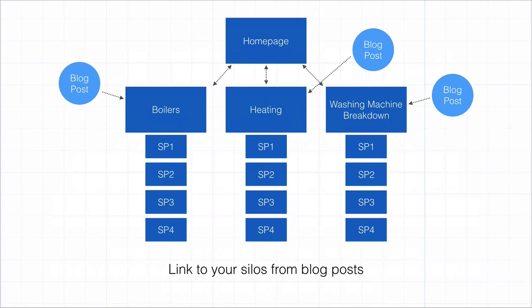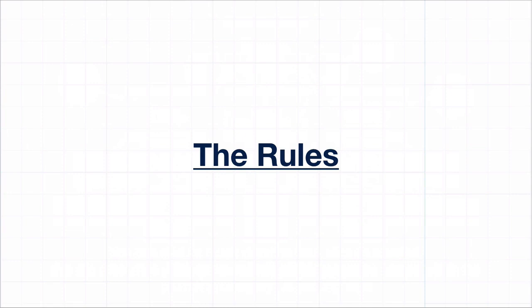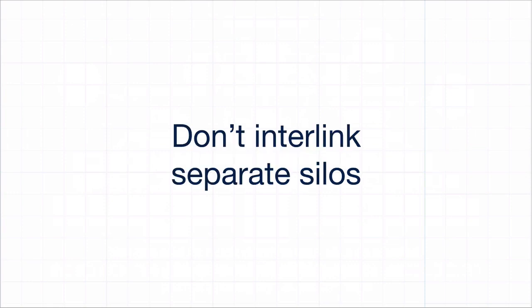So before we end this video, I want to cover a few rules that are really important that you follow, because otherwise you're going to really mess it up. The first thing is: don't interlink separate silos. Meaning the boilers one and the washing machine breakdowns one, never link the pages together. I think I already covered that before, which is very, very important.